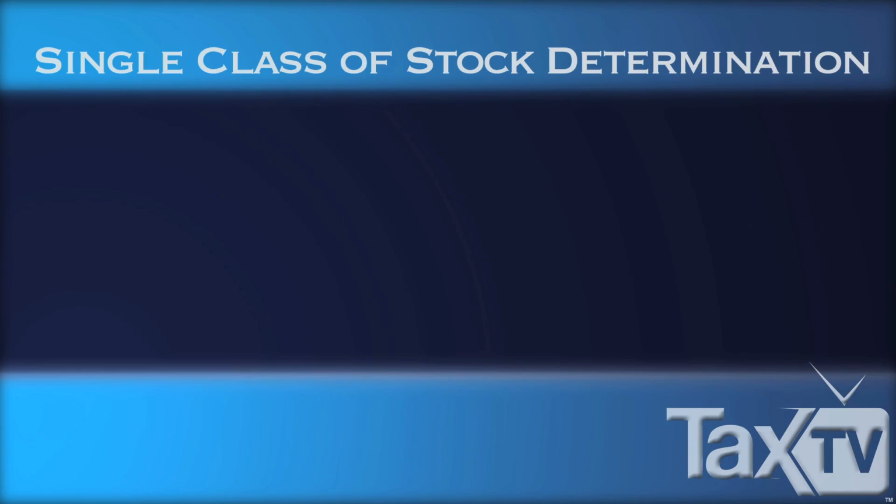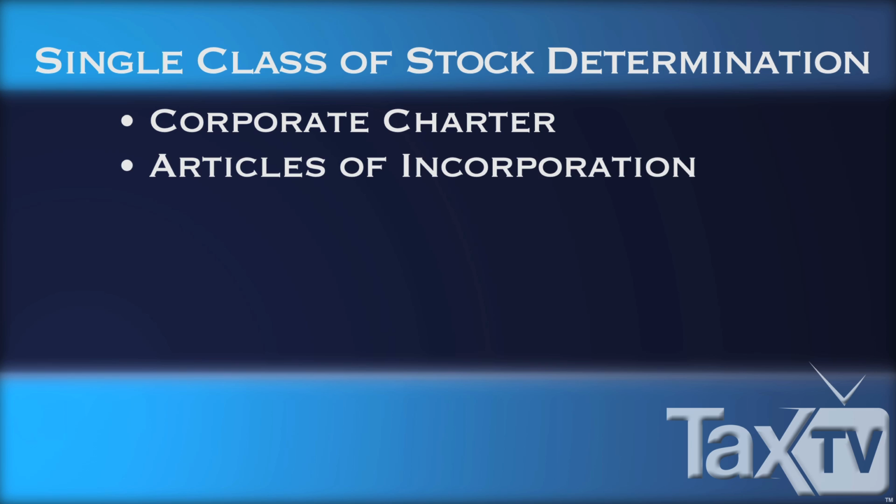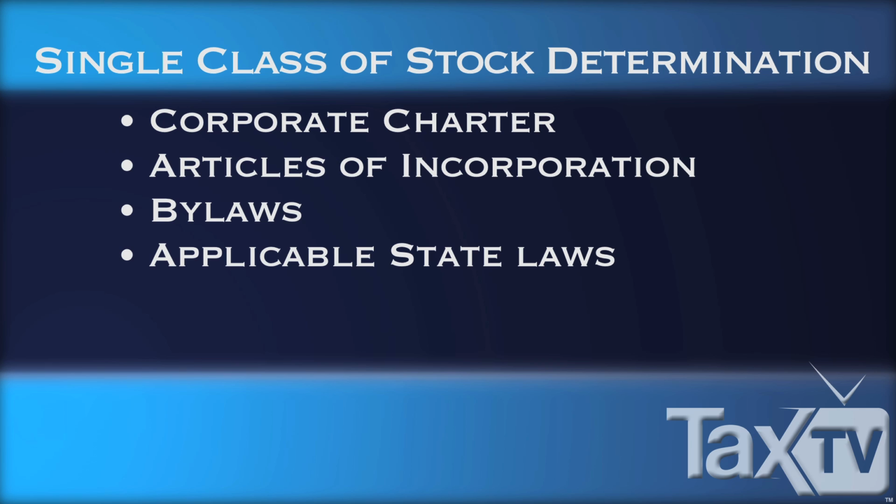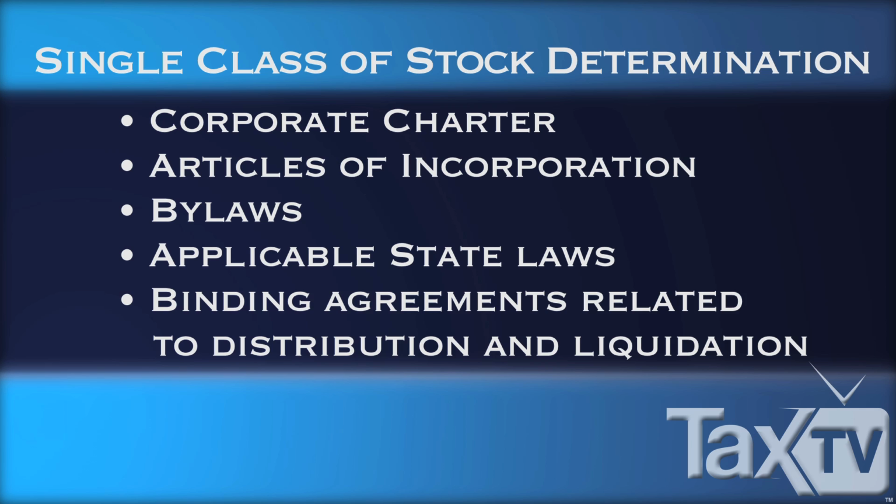The determination of whether a corporation has a single class of stock is based on the corporate charter, articles of incorporation, bylaws, applicable state laws, and any binding agreements relating to distribution and liquidation of proceeds. To sum it up, a company may elect to be treated as an S corporation if it's a U.S. business that has no more than 100 shareholders, holds a single class of stock, all shareholders are U.S. citizens or resident aliens, and the corporation has or will adopt a tax year subject to the requirements set forth by the IRS.